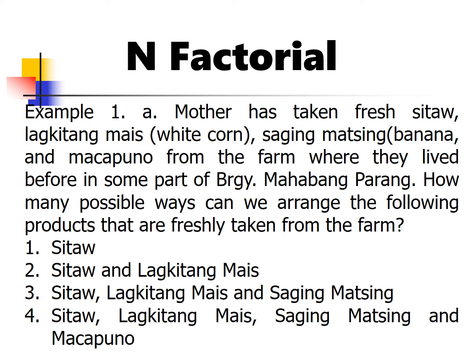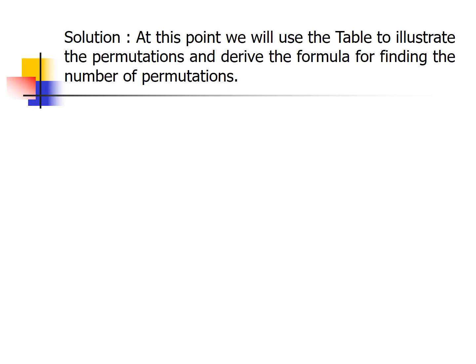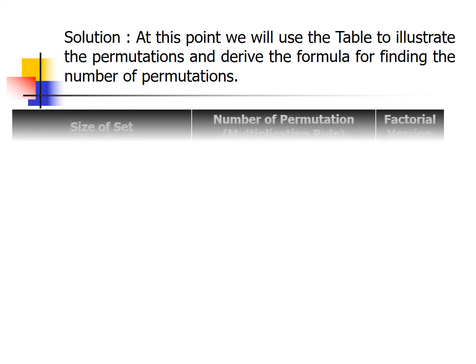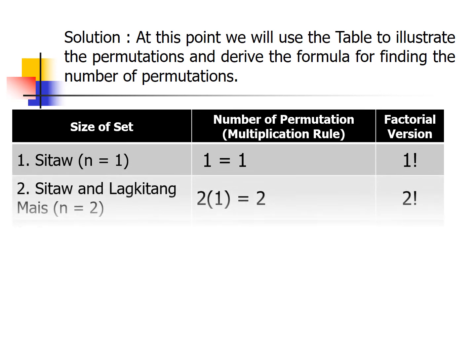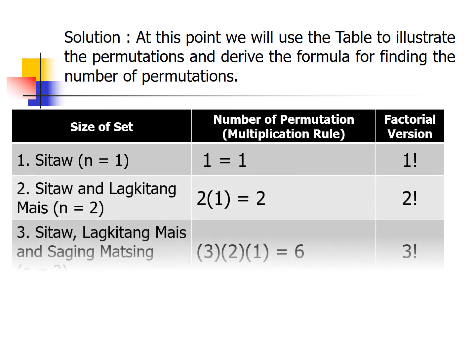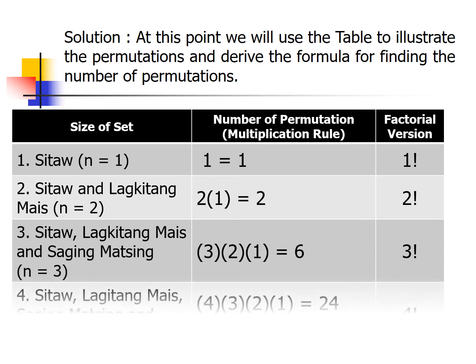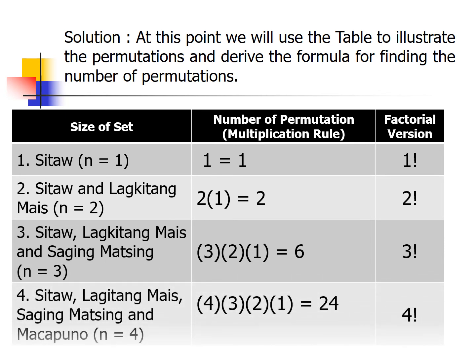So, gagamit ako ng table para mas makita ninyo. We will use table to illustrate the permutations and derive the formula. Heto po ang ating table. First column, the size of the set. Second column, the number of permutation na minsan tinatawag nating multiplication rule. And the third column is the factorial version. Ito yung representation niya in factorial form.